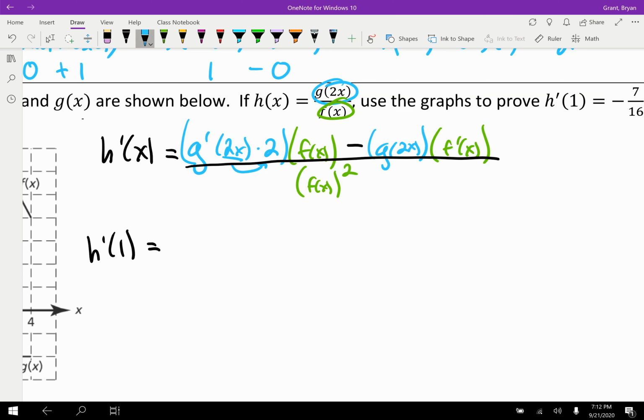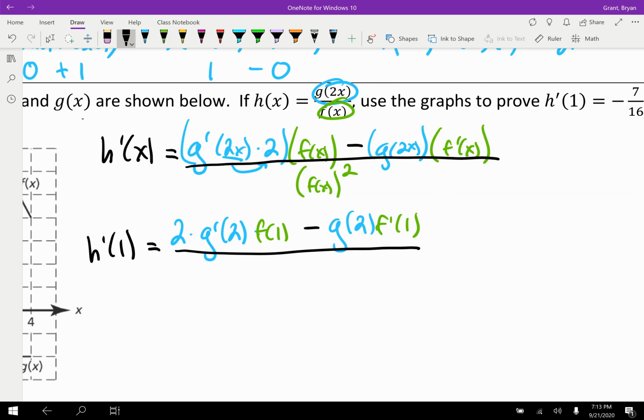Okay, well, I'm going to do a little simplification here. I'll move that 2 to the front. G prime of, well, 2 times 1 is just 2. And then we have f of 1, right, minus, and then g of 2x, well, 2 times 1 is 2, and f prime of 1, all divided by f of 1 squared. Okay, now how do we actually find all these values?